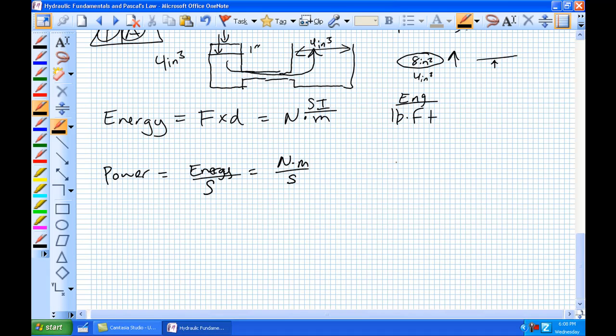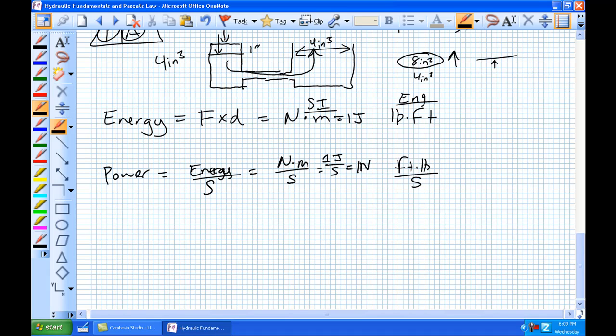In our English system, foot-pound per second. And what's neat about these things, there are certain shortcuts everybody knows. 1 Newton meter is 1 joule. And by extension, that's 1 joule per second. We all know 1 joule per second is also called a watt.